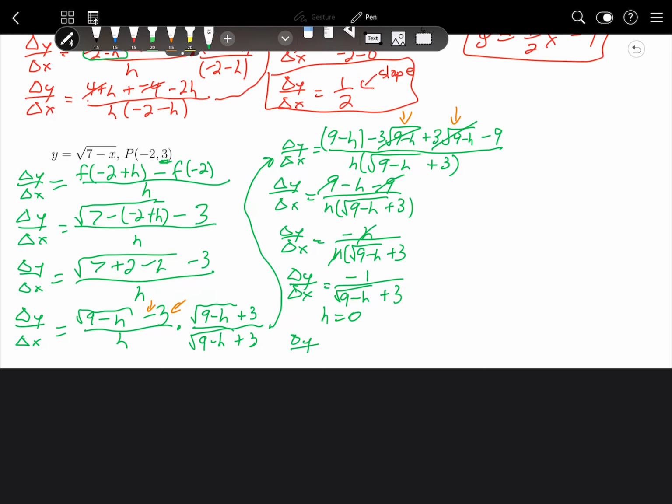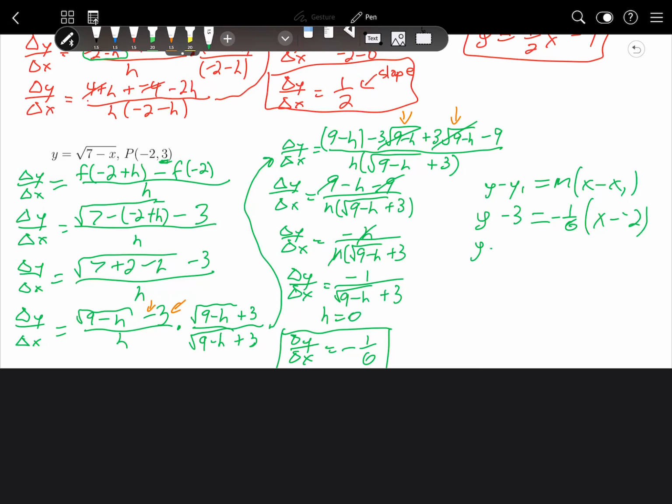And if we do that, we get negative 1 over the square root of 9 plus 3. Square root of 9 is 3. 3 plus 3 is 6. So this would be negative 1/6. Okay, so there's our slope. And so now we put it into point slope form. Our y-coordinate is 3. Our slope is negative 1/6. Our x-coordinate is negative 2.